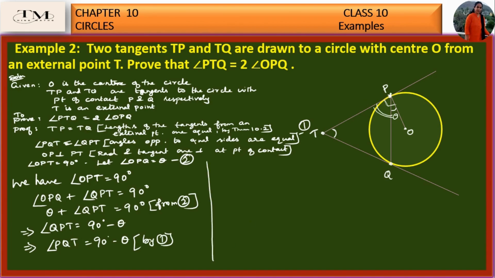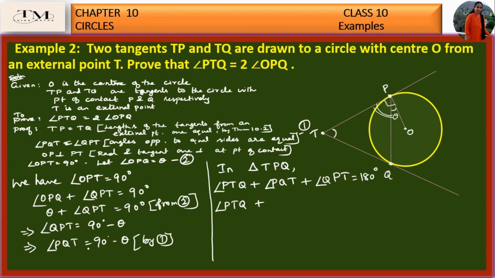Now I am going to take the triangle TPQ. So in triangle TPQ, what do you know? If you add all the angles in a triangle, its summation is 180 degree. That is angle sum property in a triangle. So angle PTQ plus angle PQT plus angle QPT is equal to 180 degree. This is angle sum property. So if we add all the angles, we will get 180 degree. We don't know what is PTQ, so keep it as such.